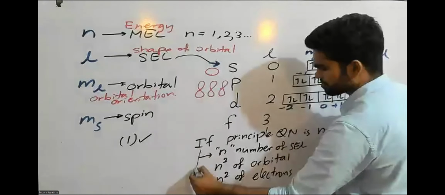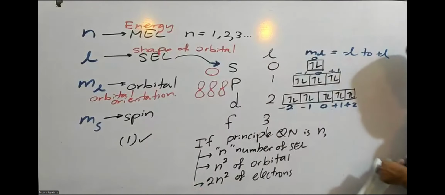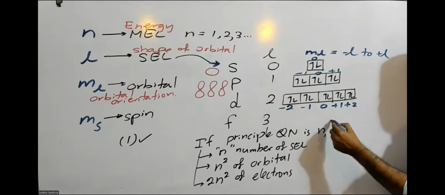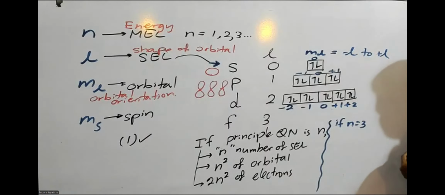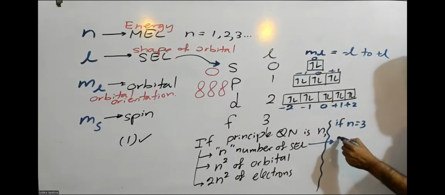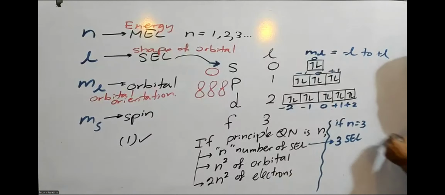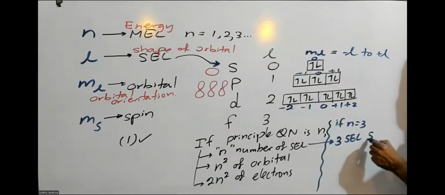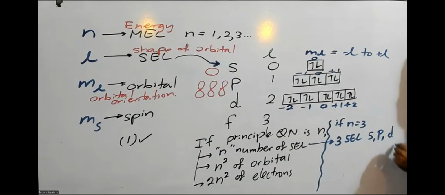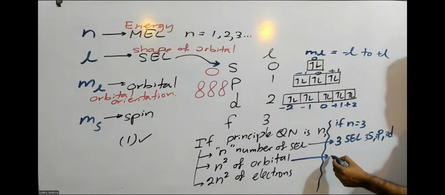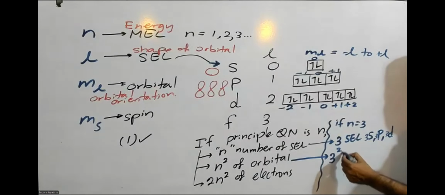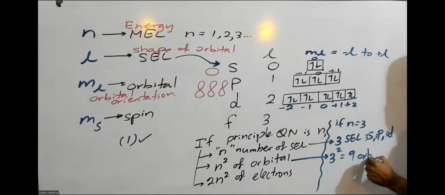Remember that. For example, if n is equal to 3, there are 3 sub-energy levels. What are those 3 sub-energy levels? S, P, and D. You can say 3s, 3p, and 3d. And if n is 3, there will be n square orbitals. That means 3 square, so there will be 9 orbitals.